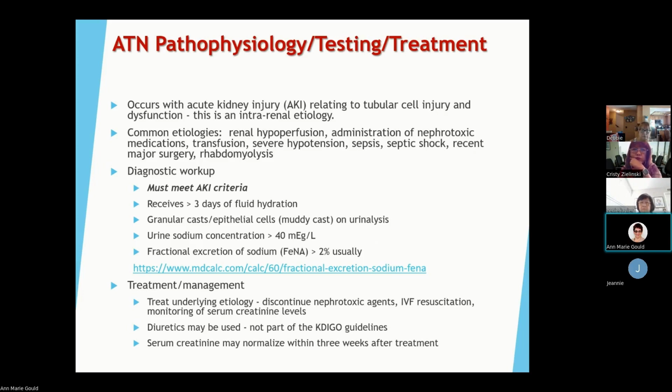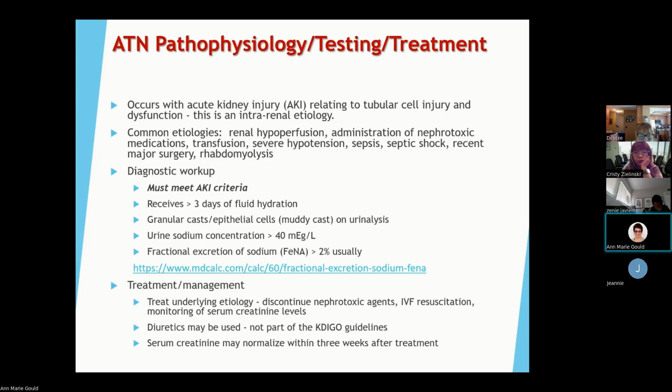And this relates to tubular cell injury and dysfunction. So it's an intrarenal etiology, as we know. Your common etiologies that you see: renal hypoperfusion is the biggest one. Administration of nephrotoxic meds, transfusions, severe hypotension, sepsis, septic shock, recent major surgery, or rhabdomyolysis. That's really a big one too, your rhabdo.